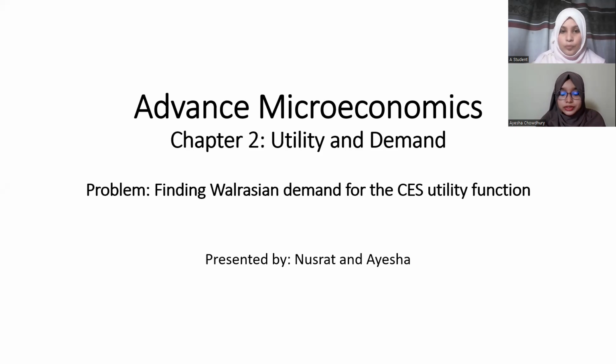Today we are going to discuss a problem. The problem is finding Walrasian demand for the CES utility function. The problem belongs to a course called Advanced Microeconomics, from Chapter 2, entitled Utility and Demand. So we are starting with the problem.